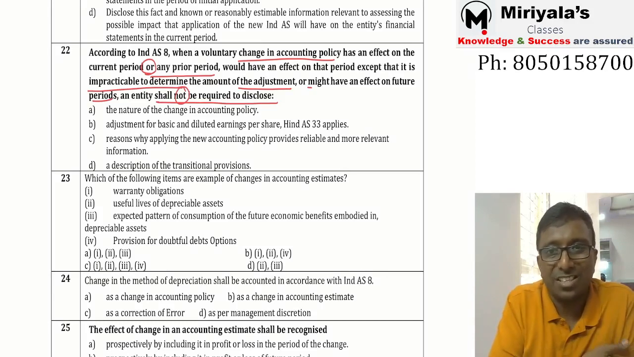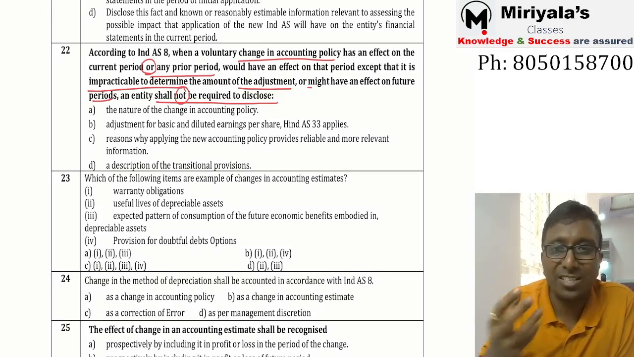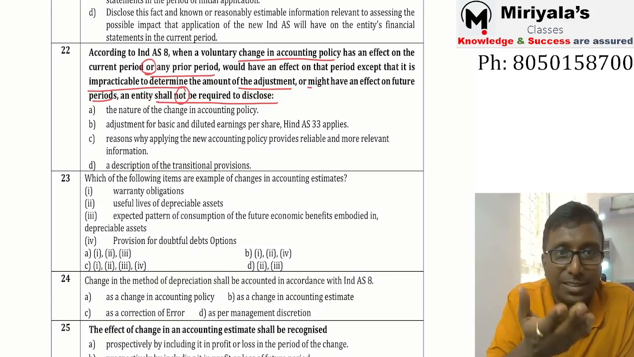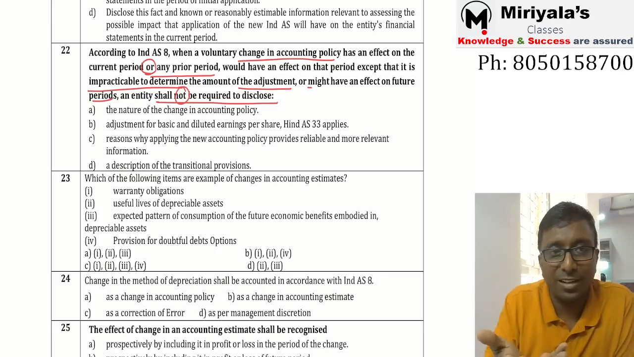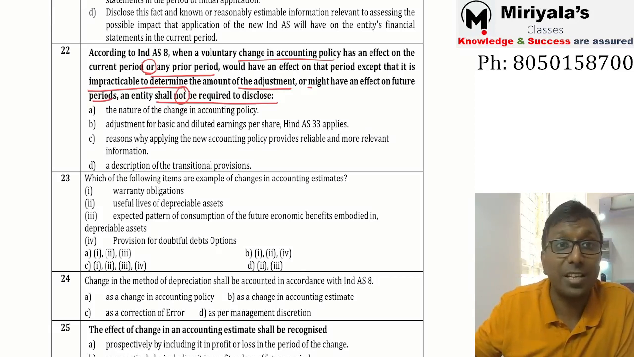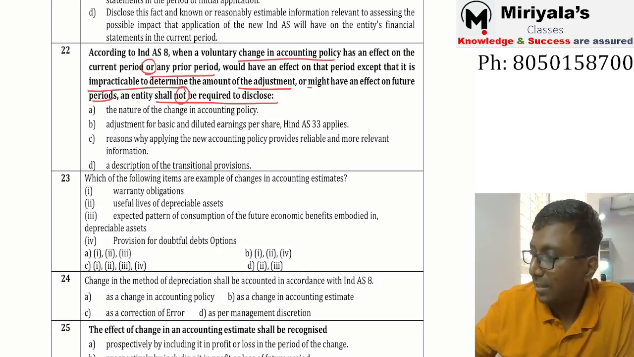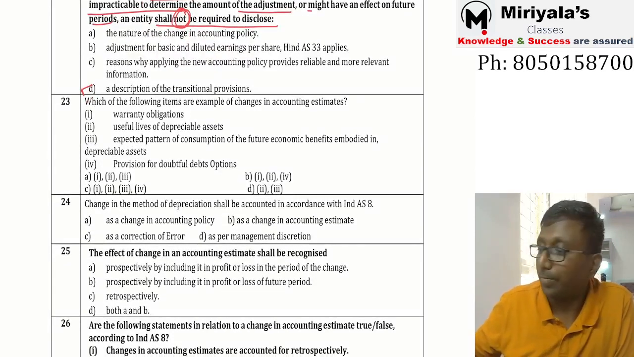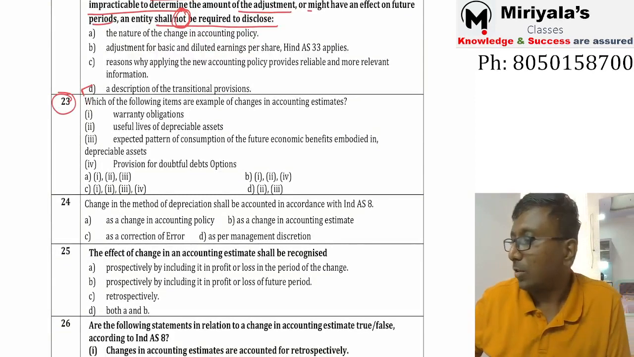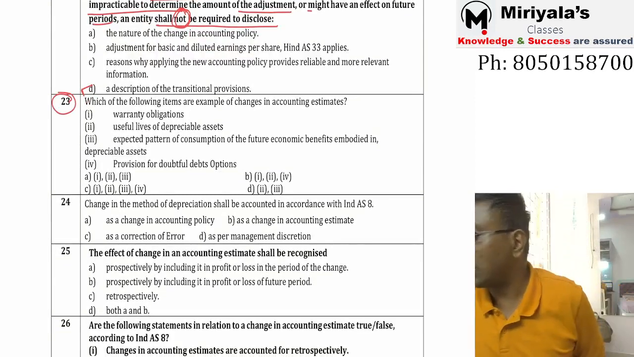Description of the transitional provision. Why would you want transitional provisions? They are not relevant. Is it as per the standard? Are you changing voluntarily? Your question itself says voluntary change. That's why this is wrong, and the question is asking for the wrong one. That's why D is the right answer. Right? 23. Next, which of the following items are examples of change in accounting estimation?